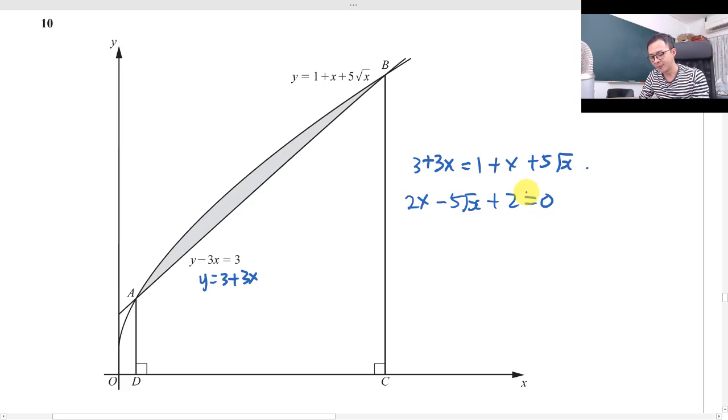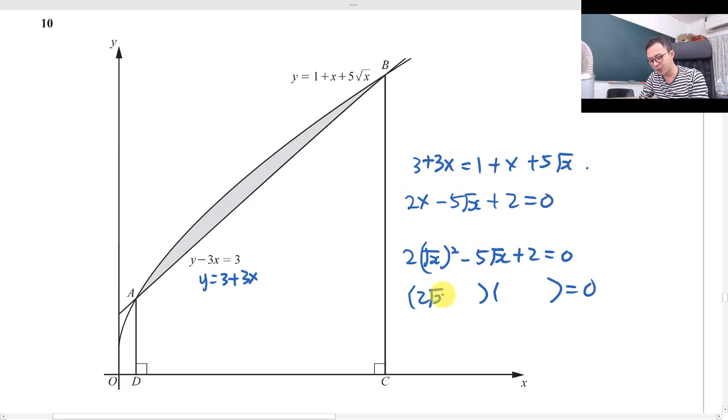Alright, I simplify, and I can call the x become square root x squared, isn't it? Because square root x squared will give me the x. So 2x minus 5 square root x plus 2 equals 0. Then I will factorize it. So this is 2 square root x, this is square root x, and then this is 2 and 1, minus for both. So square root x equals 1 over 2, and square root x equals 2. Therefore x equals 1 over 4, and x equals 4.